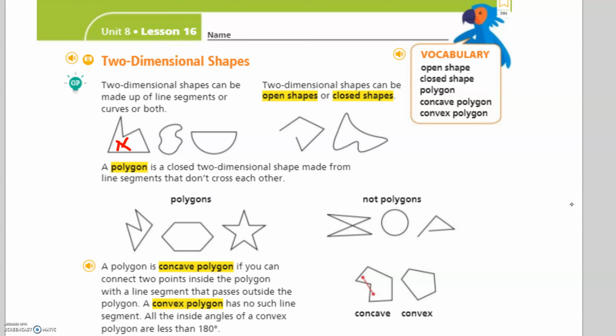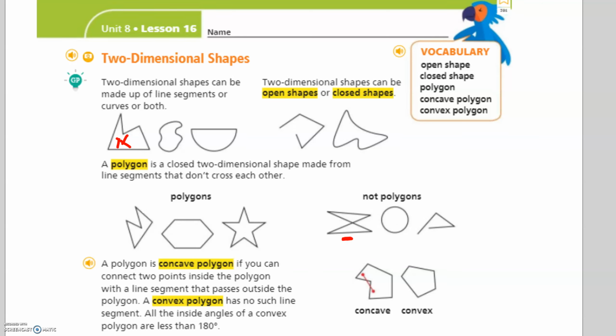All right, here's some more examples down here. Polygons over on this side, not polygons over here. This one right here, you might be thinking, I thought that would be a polygon. Well, it is closed and it is made of line segments. However, it has lines that crisscross. Okay, so when those lines cross over one another, it's not a polygon.